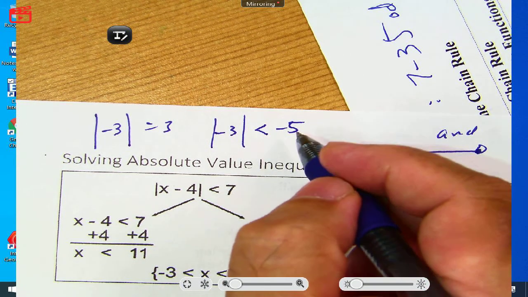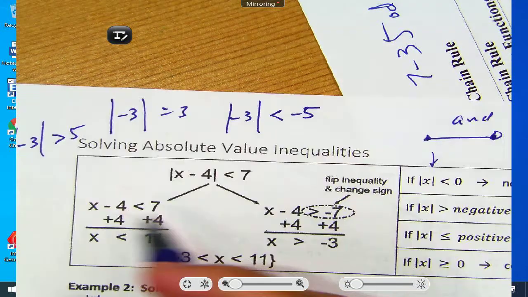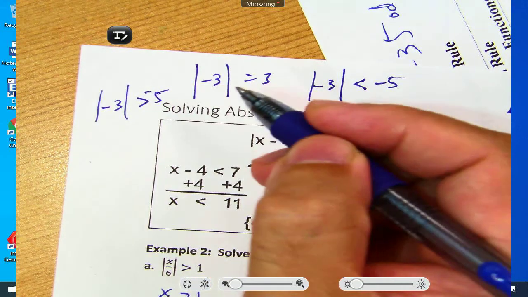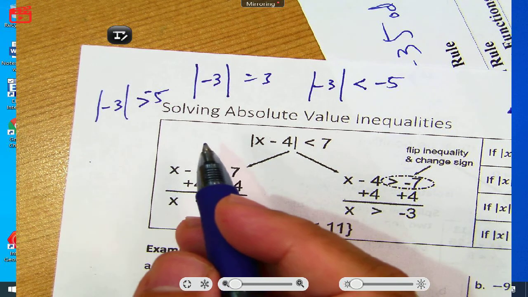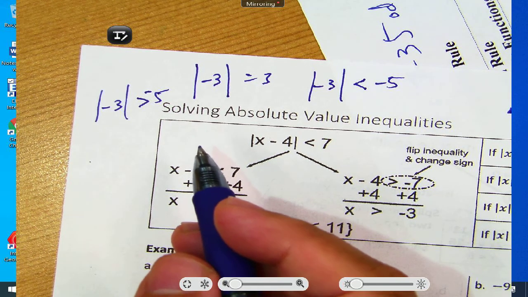What about if it's greater than? If it's greater than a negative number, so let's say greater than 5. Well, no, I'm sorry. Greater than -5. So anything that comes out is greater than a negative number. Okay? So a weird situation is, what if it says it's greater than 0?